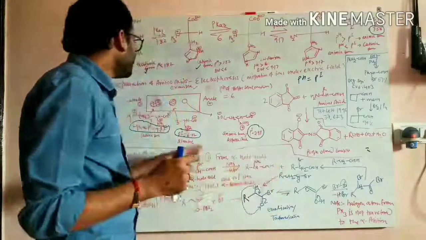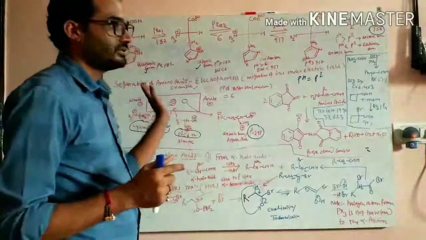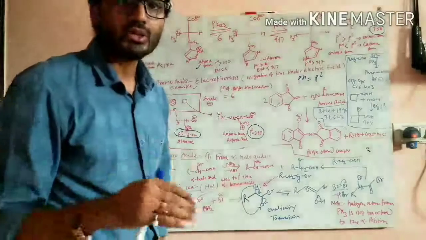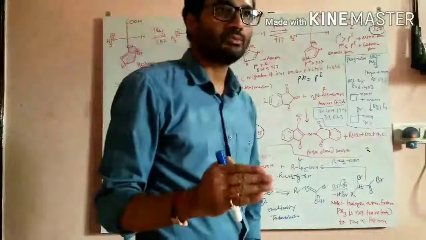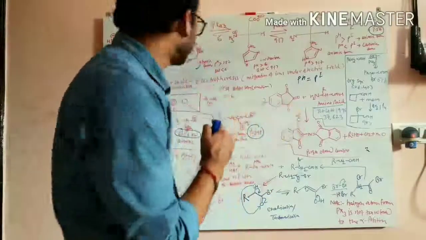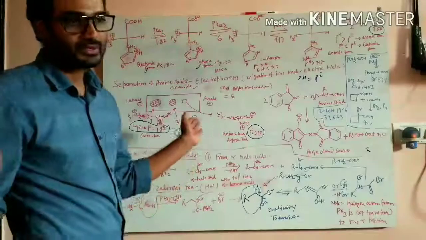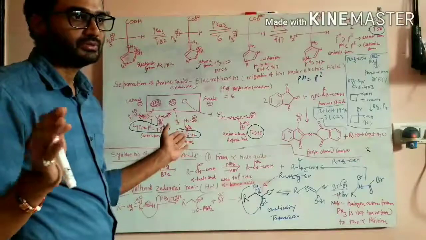the amino acid which is heavier obviously will migrate slowly, and the amino acid which is lighter, having a low molecular weight, will move faster under the electric field. So they will again separate out. Okay.